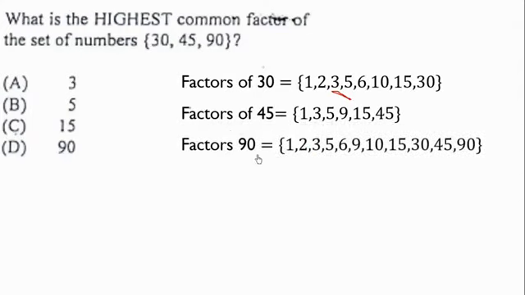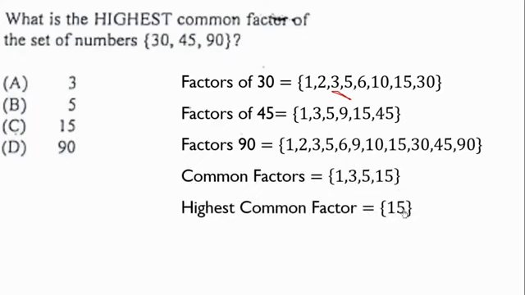The factors of 90 are these. Now the common factors are 1, 3, 5, 15. So the highest of these common factors is 15. Another way to do it is to use the prime factorization.